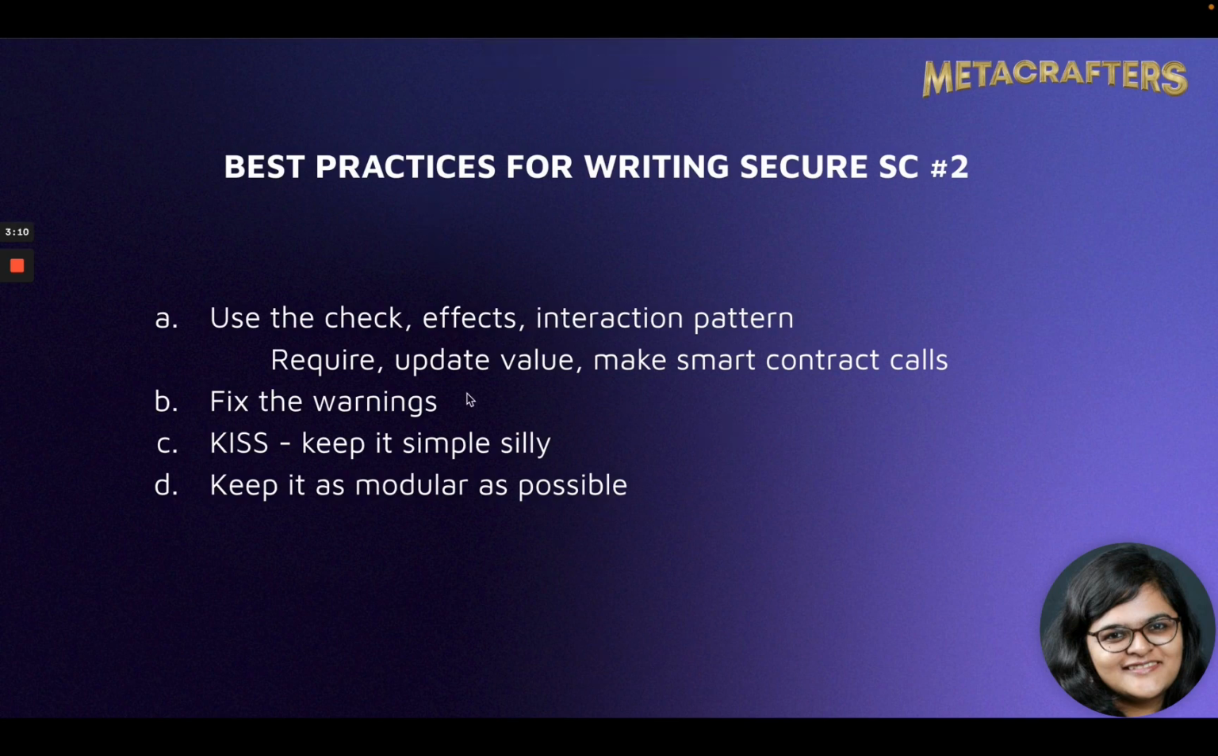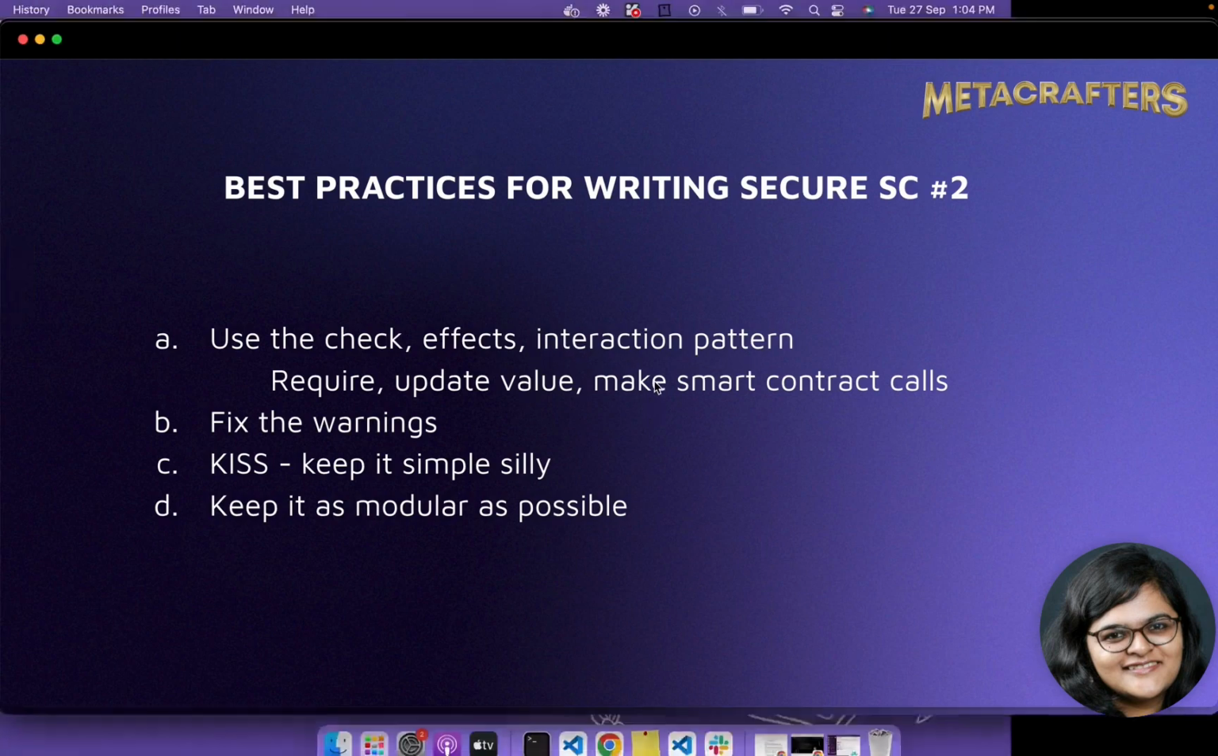Let's move on to the second set of best practices for writing secure smart contracts. In this, the first point that I would like to highlight is use the check effects interaction pattern. This is a very talked about pattern and a very easy way to kind of write a good smart contract. What does this mean, right? This means that go for checking first. That is, your required statement should be on top. Effects, that is, update value based on whether a particular check passes or not. And then you can interact, that is, make smart contract calls.